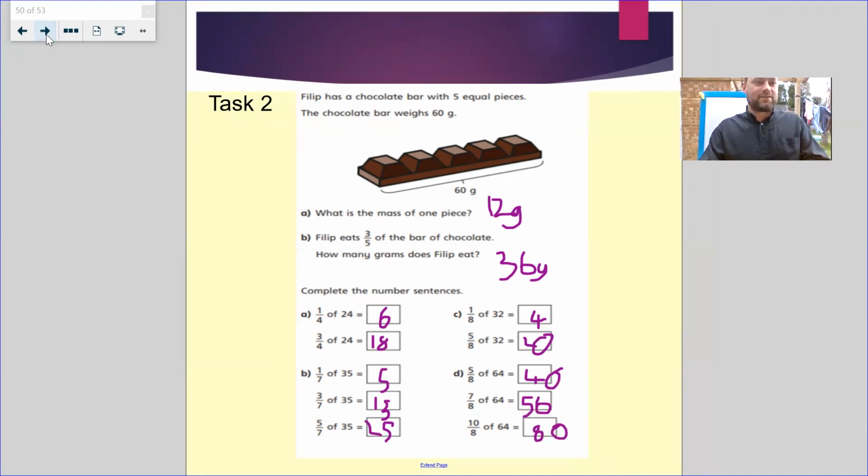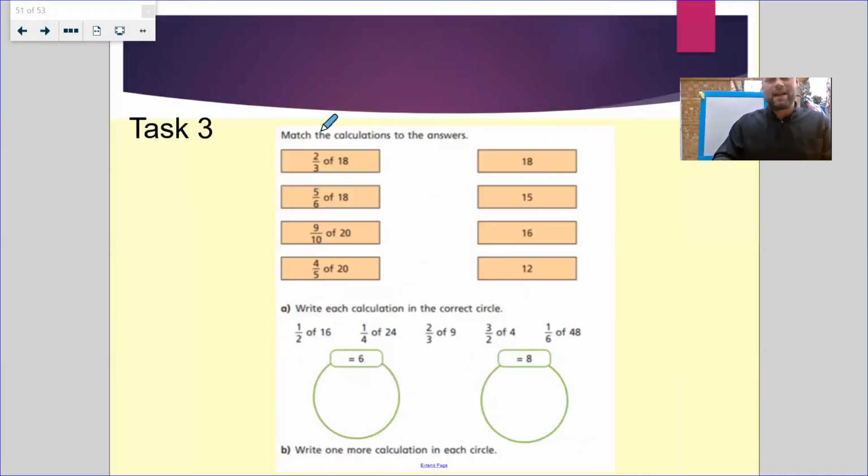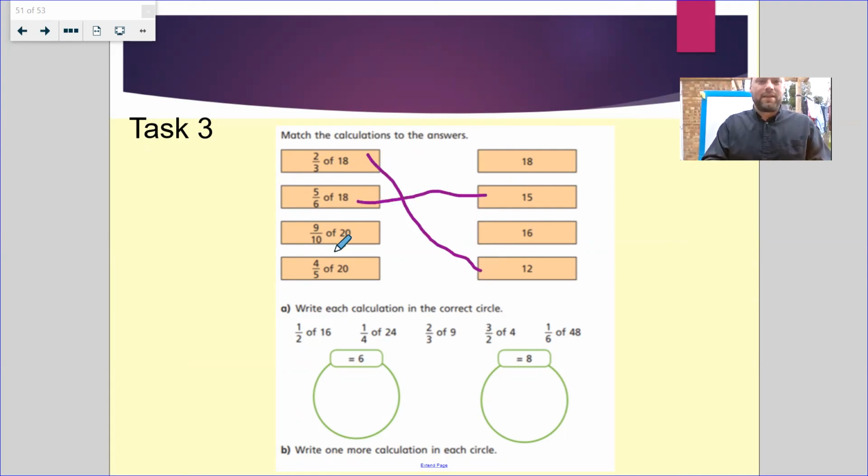So there we go for task 2. And then for task number 3, match the calculations to the answers. So 2/3 of 18. 1/3 of 18 is 6. 2/3 is going to be 12. 1/6 of 18 is 3. 5/6 is going to be 15. 1/10 of 20 is 2, 9 times 2 is 18, and then 4/5 go there.